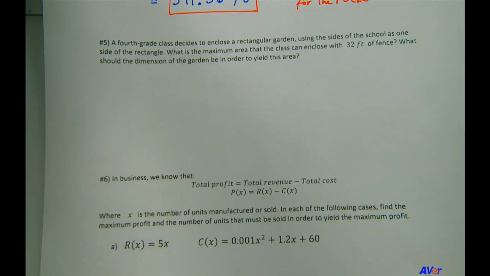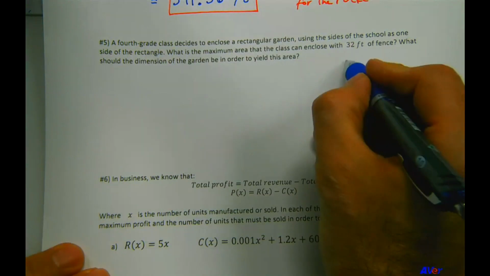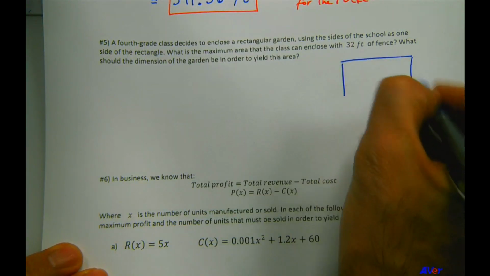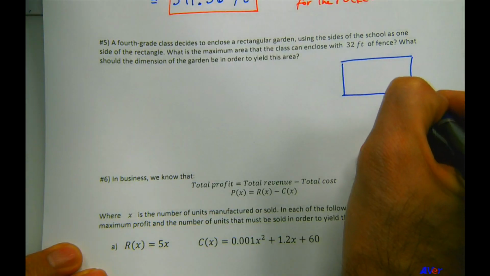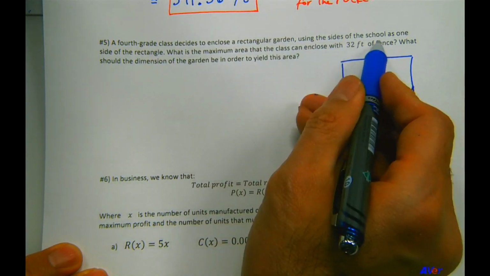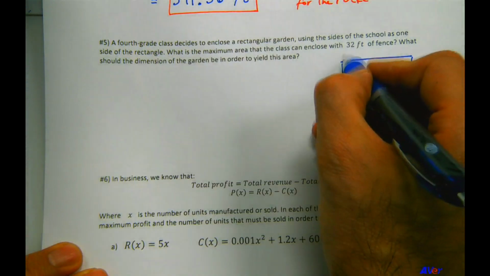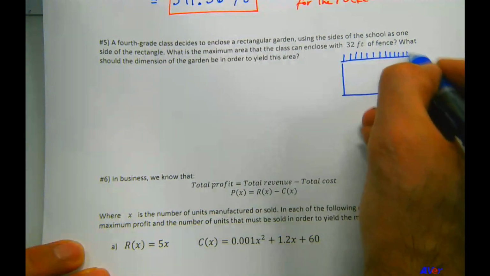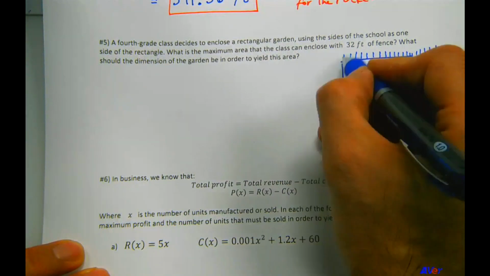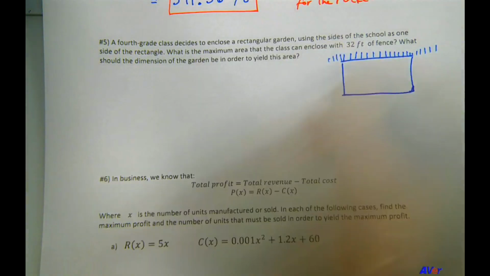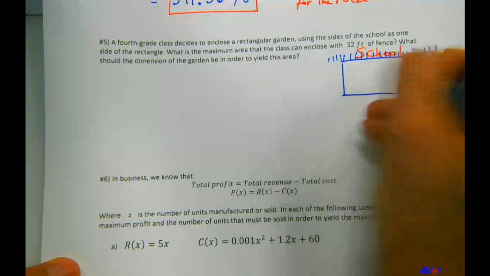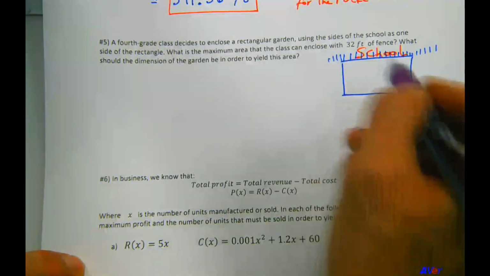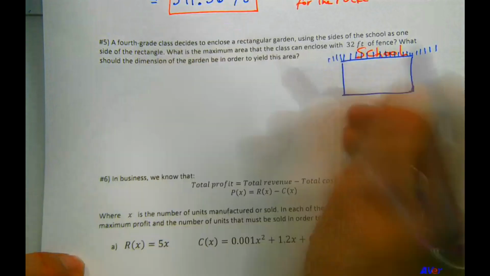Okay, so this question says, a 4th grade class decides to enclose a rectangular garden. As soon as I read a rectangular garden, I'd like to draw a picture of a rectangular garden like that, using the side of the school as one side. So let's say this is the school, right? Let's say that side is the school. So on that side there is a school wall or something. So apparently no fencing is required. That's the point of that statement.